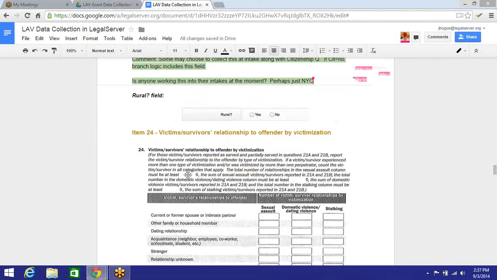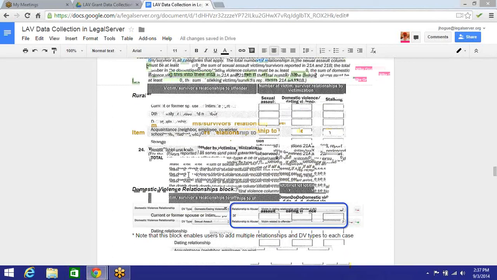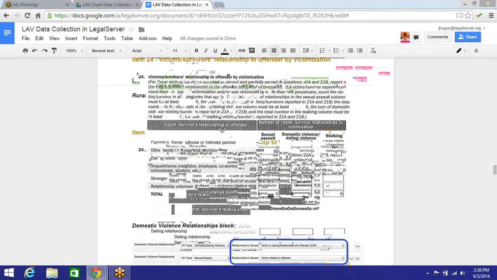The victim-survivor relationship to offender by victimization. It's similar to the chart above, except now it's the straight-up relationship to the offender and the type of victimization. And here's where I got this multiples from. It says if a victim or survivor experienced more than one type of victimization and/or was victimized by more than one perpetrator, count the victim slash survivor in all categories that apply. So the total number of relationships must be at least, what? I don't know what that blank is. And you total them up, essentially, is what this is saying.